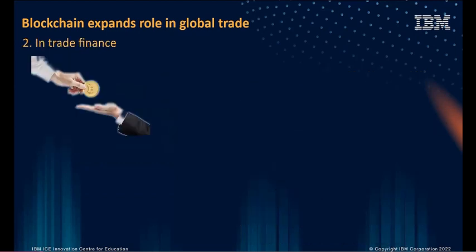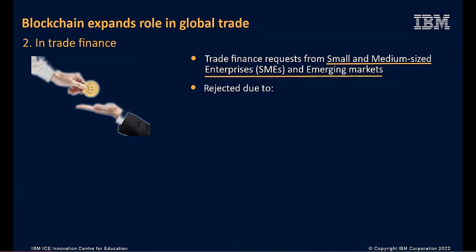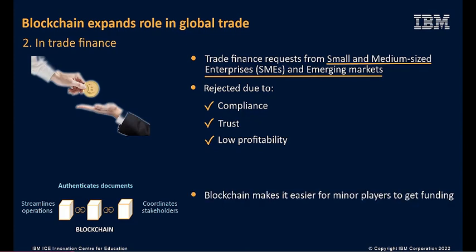In trade finance, requests from SMEs in emerging markets are usually rejected because of compliance, trust, and low profitability. With blockchain, you can streamline operations, authenticate documents, and coordinate shareholders. By simplifying access to alternative investors, blockchain makes it easier for minor players to get funding.